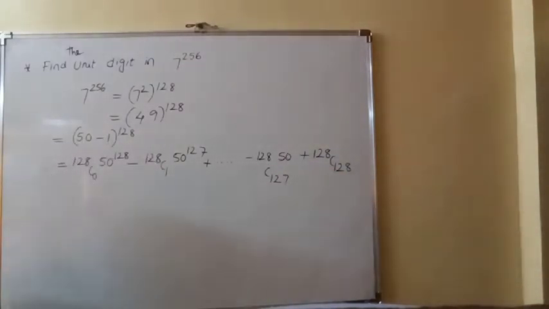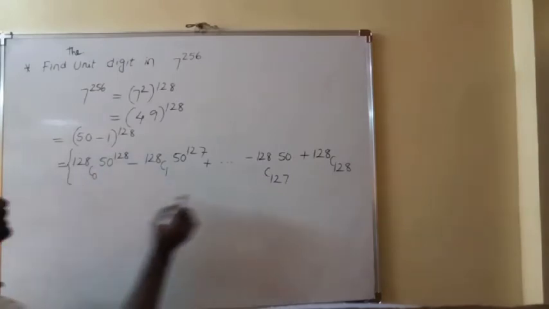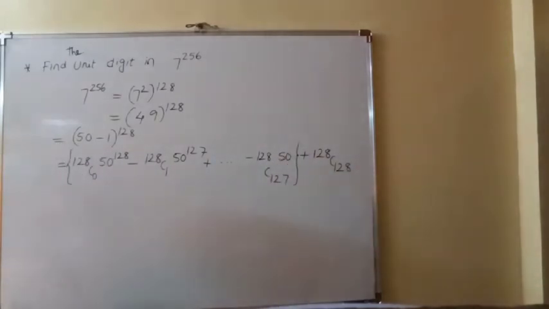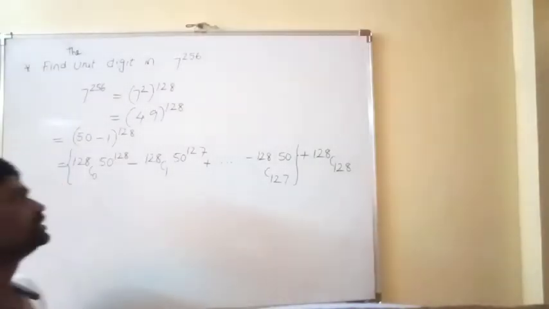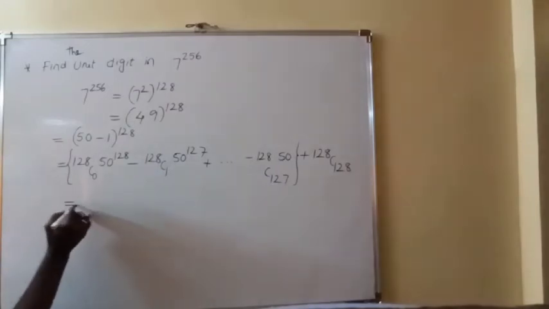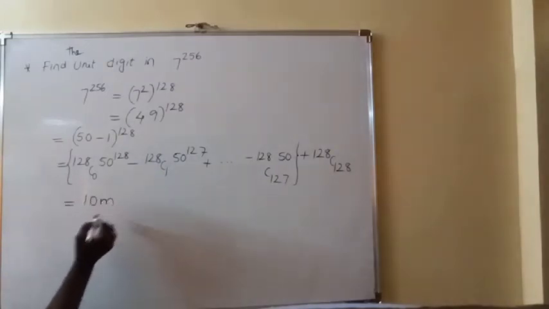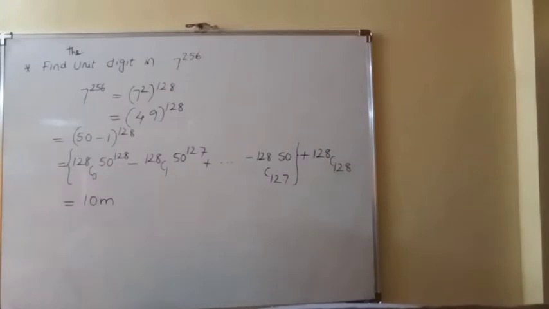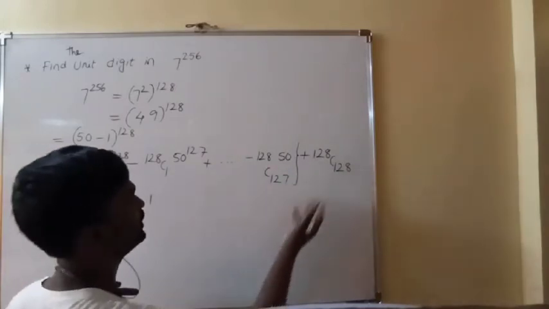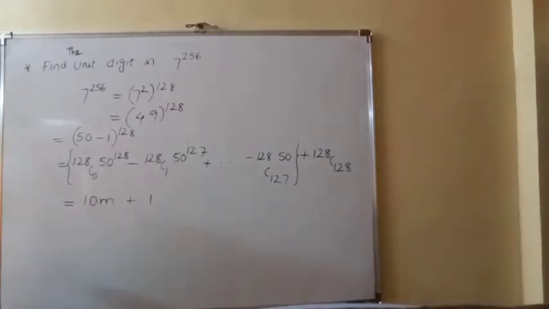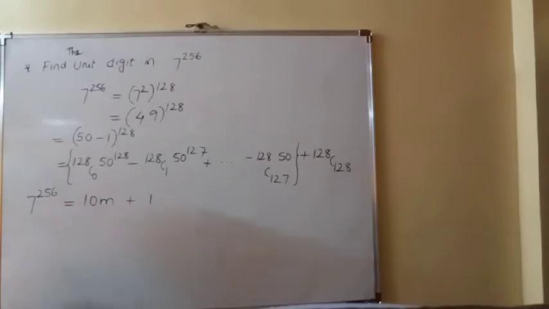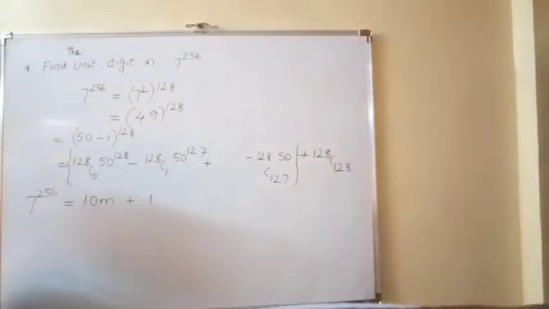Now if you observe, except for the last term, each term is a multiple of 50, and hence a multiple of 10 also. So the whole sum is a multiple of 10, which can be written as 10 into some integer, say m. And what is the last term? 128C128 is nothing but 1. So 7 power 256 is equal to 10m plus 1, where m is some integer.